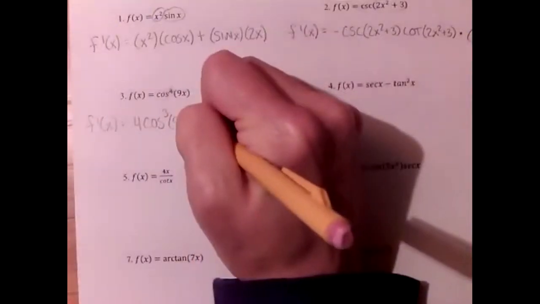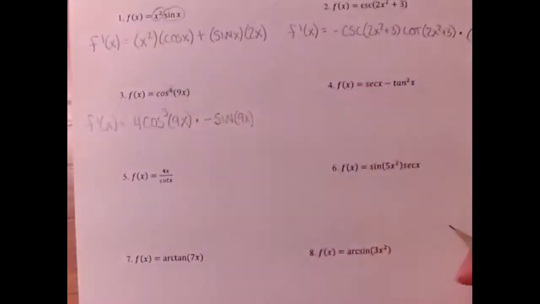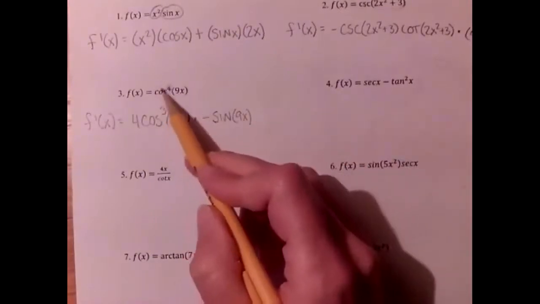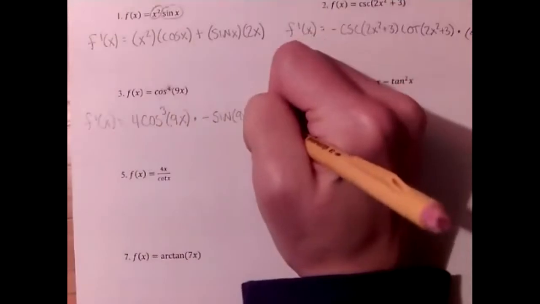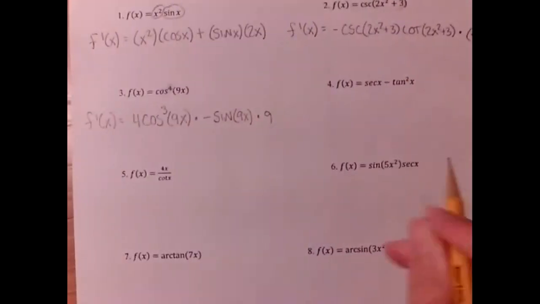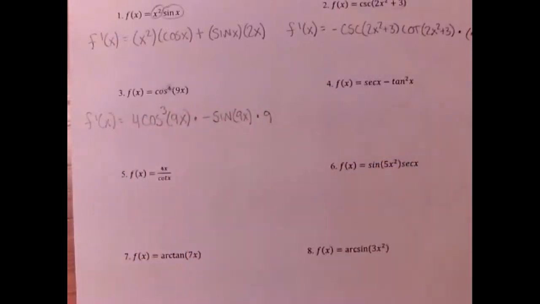Derivative of cosine is negative sine. And again, the inside stuff stays the same. And so now we're done with the cosine. So kind of ignore that. And then derivative of the 9x would just be 9. And again, this is all one term. This is all just stuff being multiplied together.